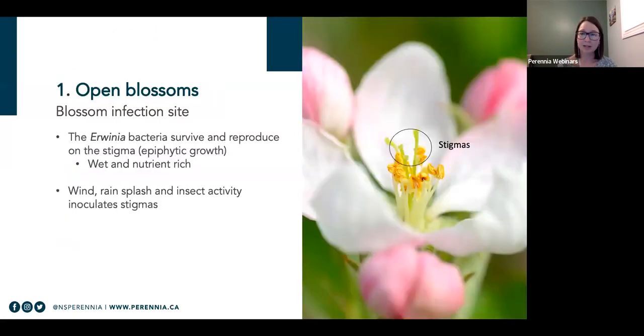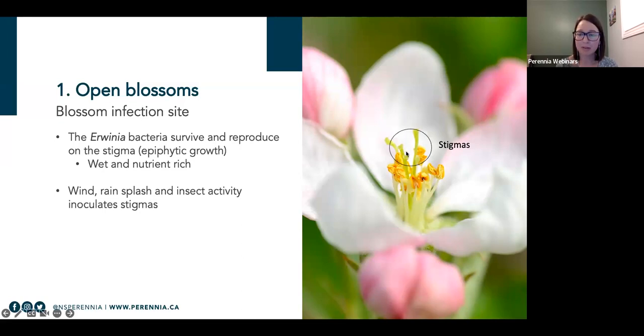All right, so beginning with open blossoms. The blossoms are the infection site for the bacteria during this blossom blight stage. The bacteria, called Erwinia amylovora, survive and reproduce on the stigma of that flower. Here I've got the stigmas circled, and right at the top here, it's the perfect environment for that bacteria to grow. It's wet, it's nutrient rich. And this kind of bacterial growth is called epiphytic growth. So it's just living on plant tissues and growing and surviving.